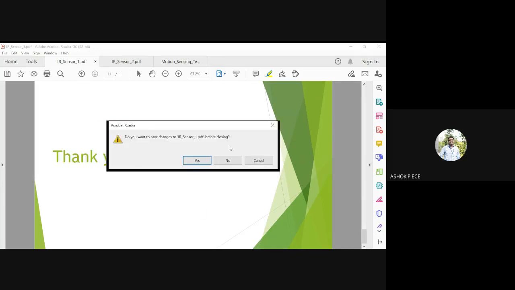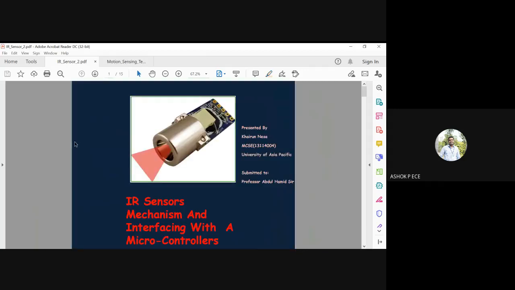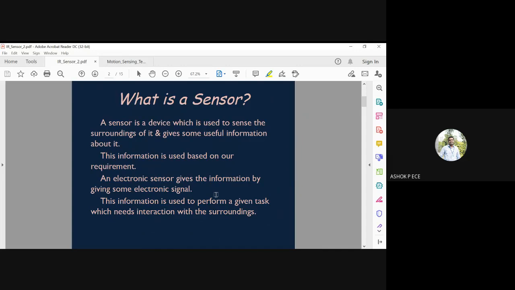So, one part of the IR sensor is over. We have one more IR sensor, which we'll just see. Here we are going to see how to interface the IR sensor with the device so that we can see how it can be used in a real time application. A sensor is a device which is used to gather information about the surroundings and give useful information about it, based on our requirement. Depending on what information we want from the surroundings, we use that type of sensor.